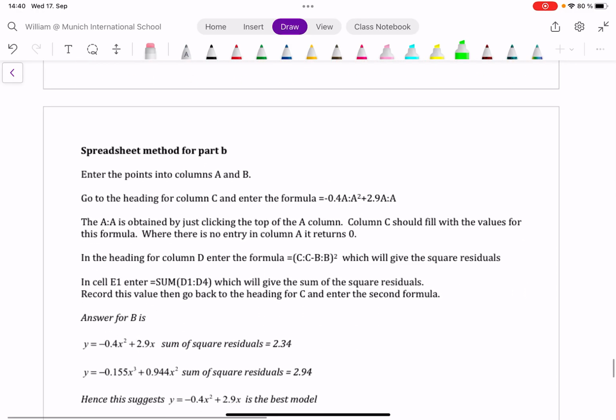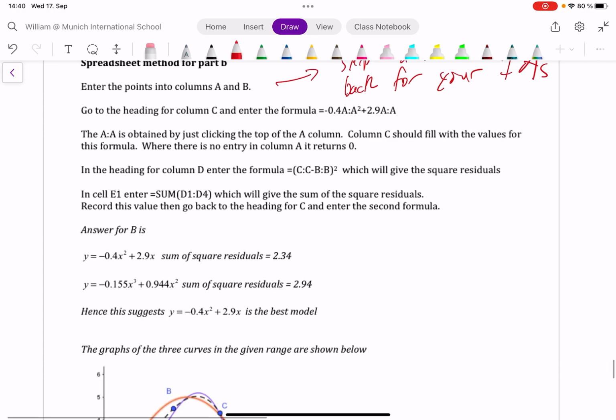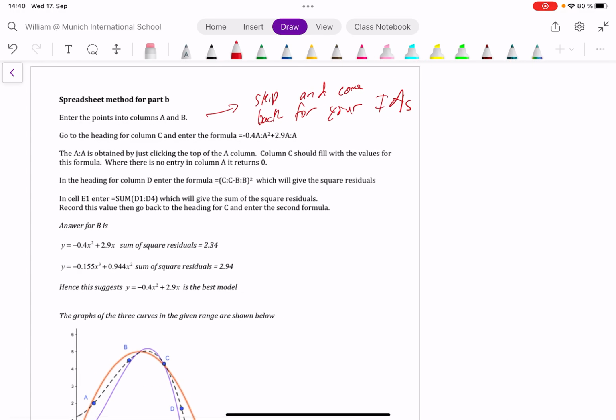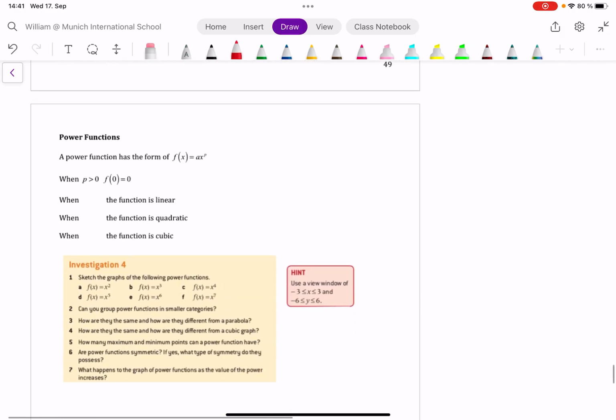Okay, so this section is a spreadsheet thing. We're actually going to skip this and come back for your IAs in the spring. We'll revisit this idea of doing it in a spreadsheet. It's not something that you have to know how to do for the test. You're not going to be asked to use Excel or anything like that. So don't worry about this for the test.